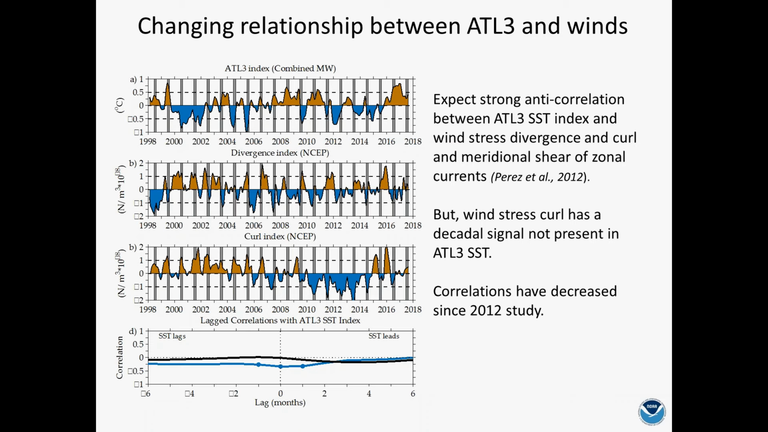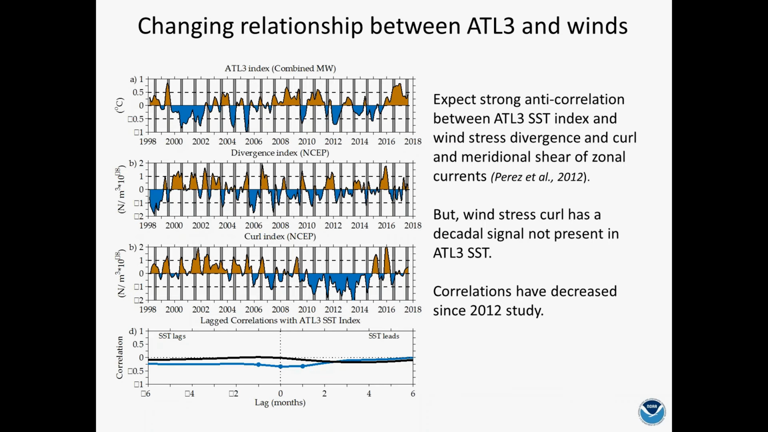And you don't really see a decadal variability in the SSTs. And so there's something happening with the winds that might be changing the nature of the relationship that we thought we understood 5 years ago, but maybe there's a non-stationarity to that relationship.